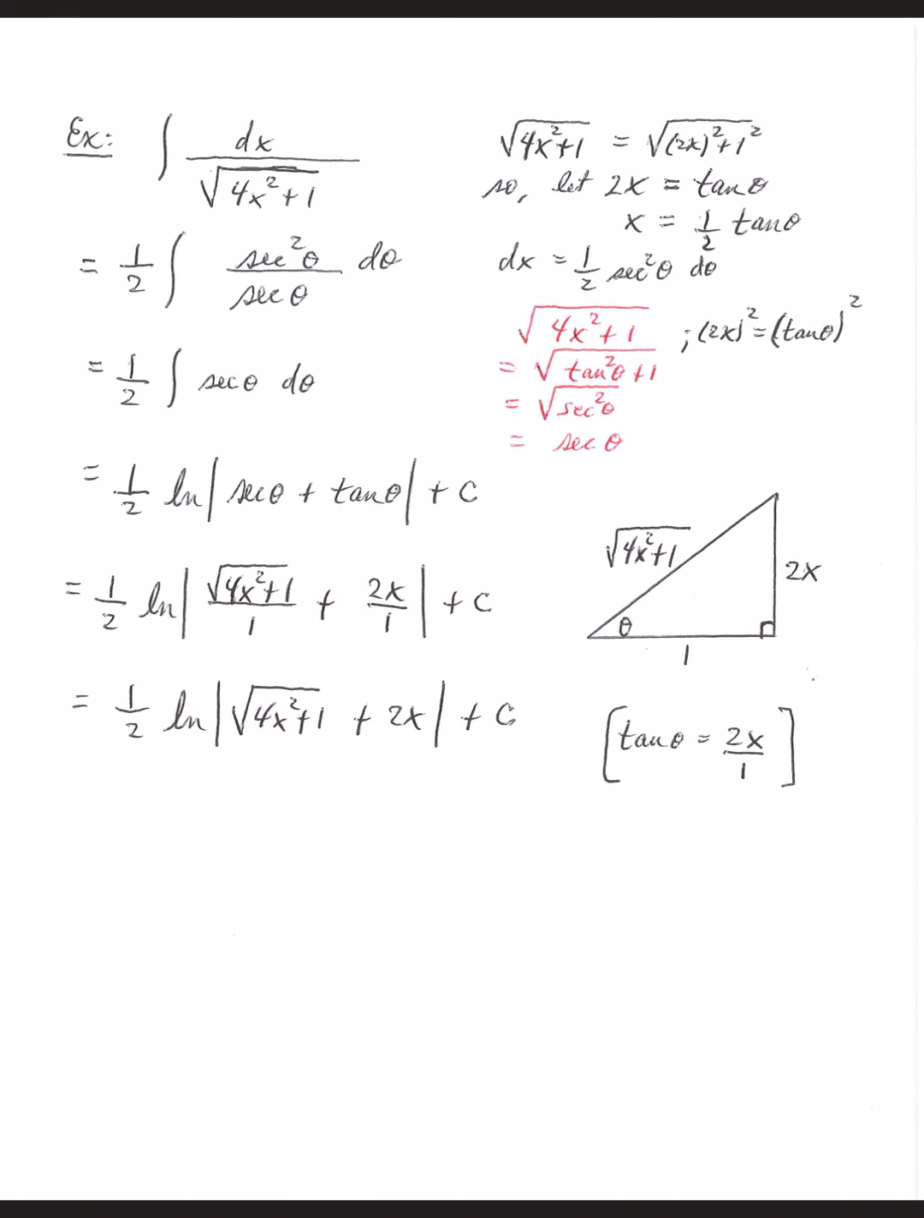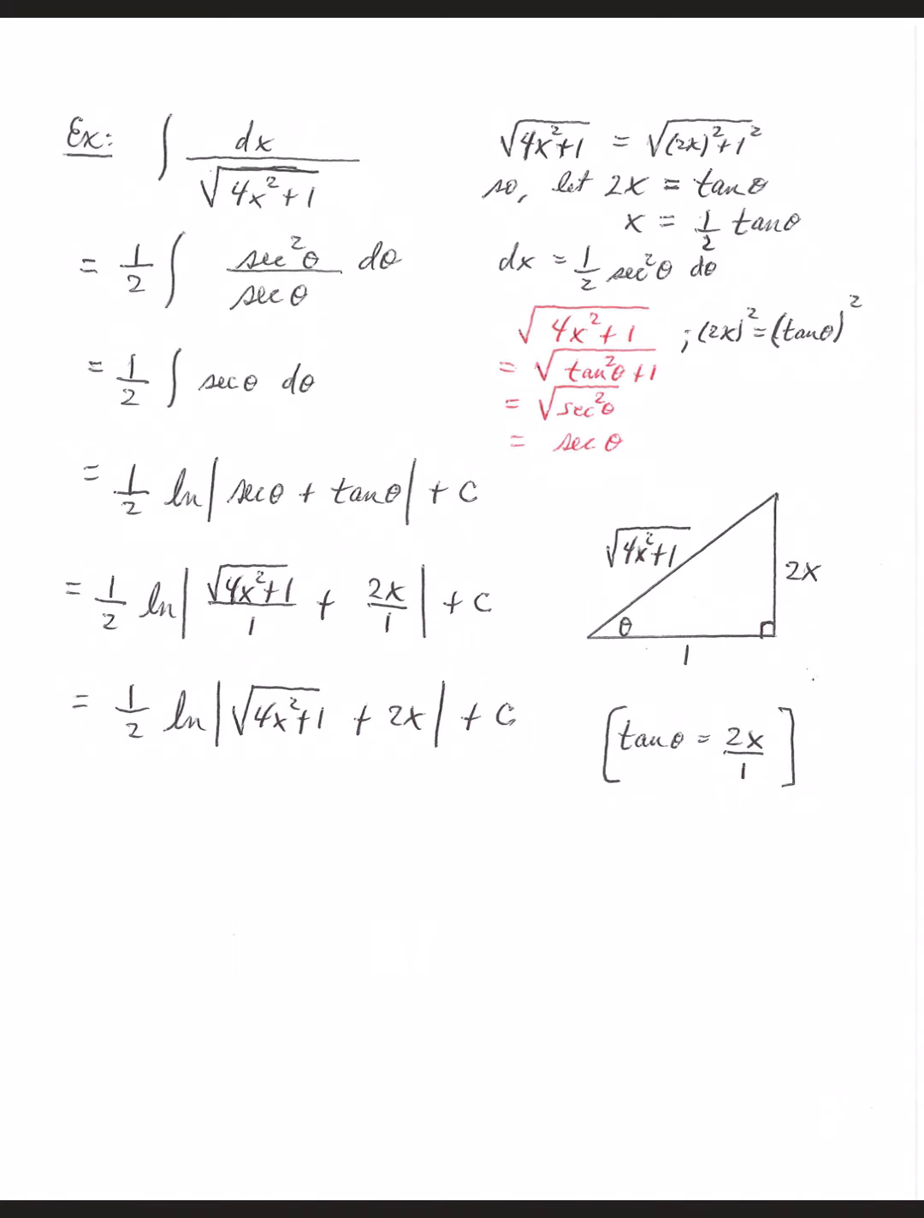In our second example, we're going to look at the indefinite integral of dx over square root of 4x squared plus 1. 4x squared plus 1 can be rewritten as 2x quantity squared plus 1 squared. Now be careful from the first slide when you set this up. Because it's addition, we are going to use tangent.